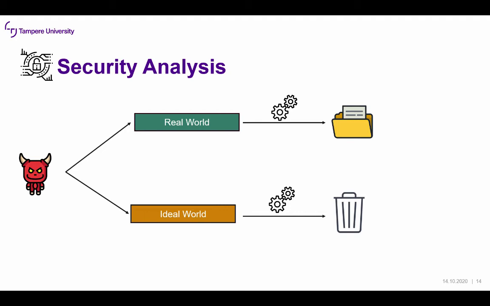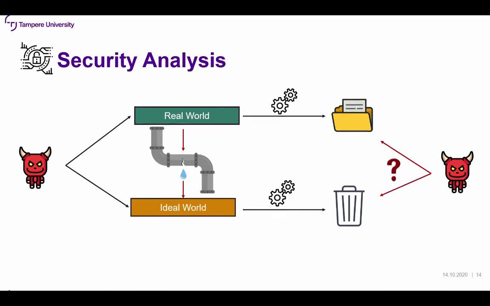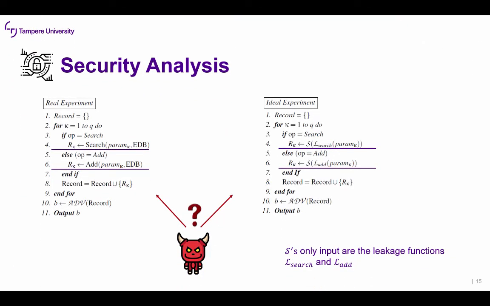Now we have the restriction here that the simulator can only be given as input what is leaking from the real world. That means that to simulate addition tokens or search tokens, the simulator can only be given as input the leakage from the addition or search operation, respectively. And our goal is to simulate the real world in such a way that it will be indistinguishable for the adversary. Indeed, we managed to build such a simulator.